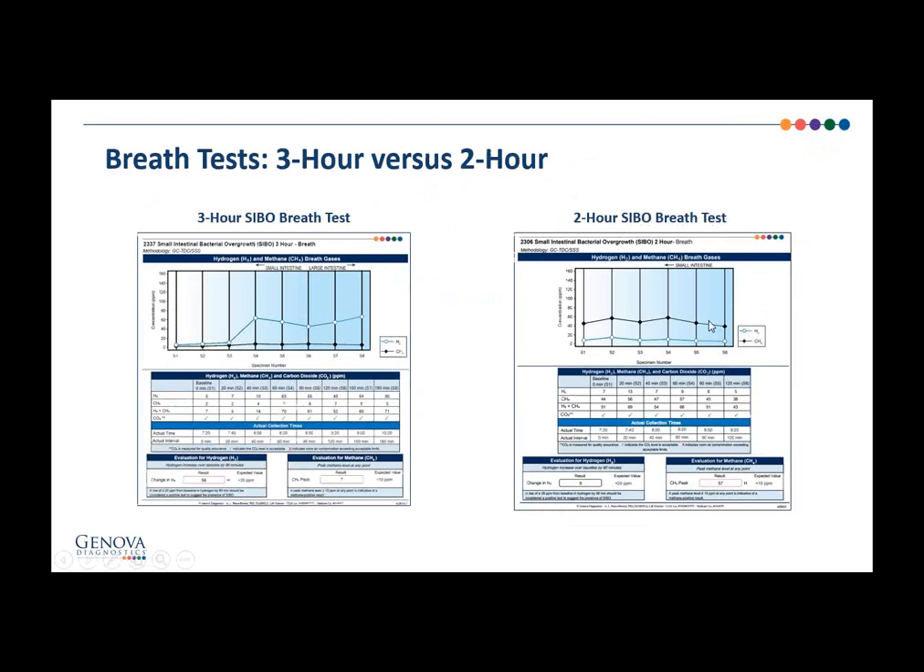Basically, the choice of one over the other relates a lot to transit time. So if you have a patient that has slower transit or constipation, where the lactulose might move more slowly through their system and you want to capture a broader time frame, then you might go for the 3-hour test. But the 2-hour test should be sufficient for those patients who have normal transit.